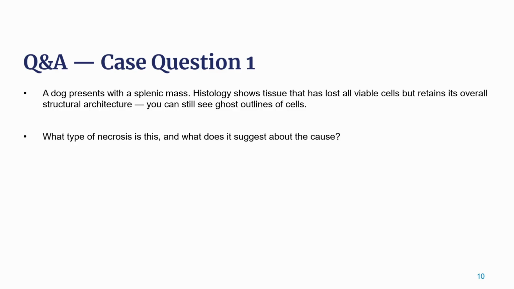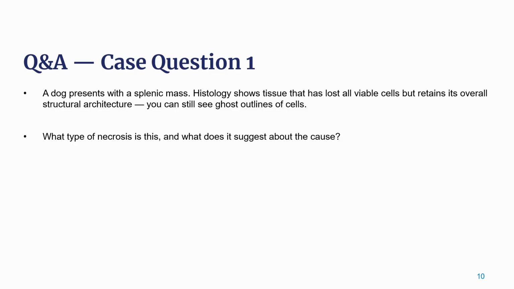This is coagulative necrosis. The preserved architecture, those ghost cell outlines, is the hallmark. This pattern most commonly results from ischemia, where blood flow was cut off. In the spleen, think infarct. The proteins in the cells denature and solidify, preserving the scaffold even as the cells die.